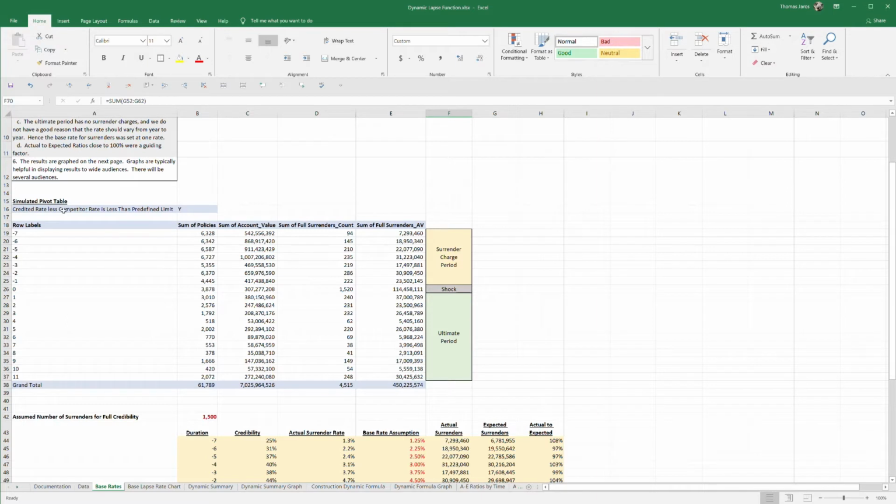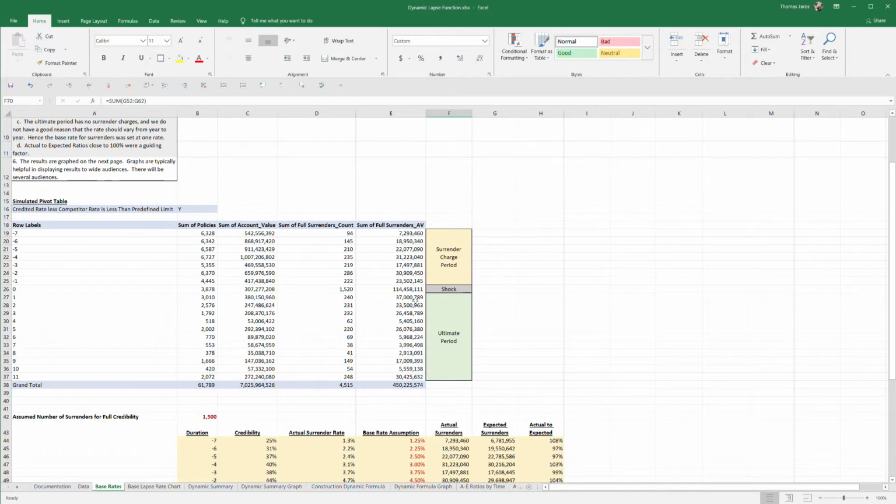So this is a pivot table, and we're going to use a filter and put this through. Here are the results from the pivot table showing up here. You've got policies, account value, and surrenders. And surrenders by count, that's used for determining credibility. You can think about this in 3 different periods here. Surrender charge period. This is when the surrender charge exists, and the surrender rates are generally very low. We have a shock lapse period.